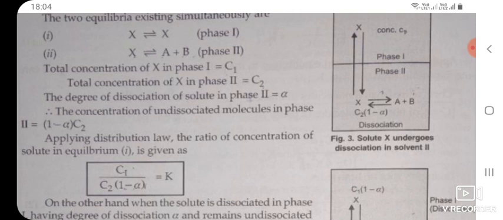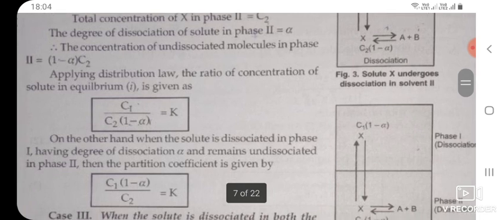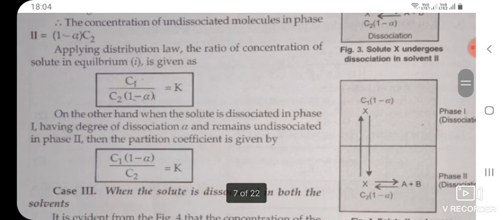Therefore, the concentration of undissociated molecules in phase 2 is equal to (1 minus alpha) into C2. Applying the distribution law, the ratio of concentration of solute in equilibrium 1 is given as C1 upon C2 into (1 minus alpha) is equal to K.